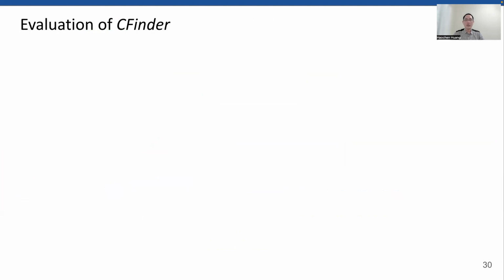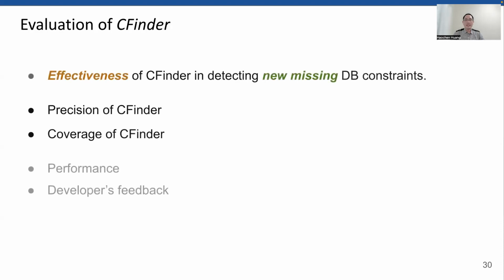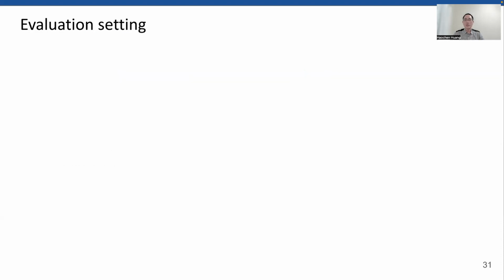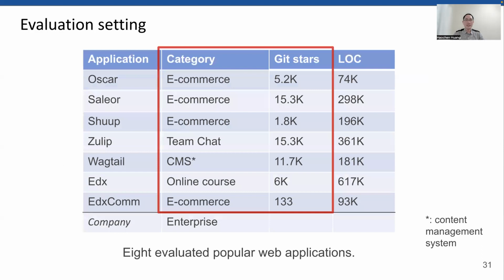Next, evaluation. We evaluate the effectiveness of CFinder based on how many new missing database constraints can be detected. We then evaluate the precision and coverage of detected constraints. Please check the paper for more evaluations on performance and developers' feedback. We evaluate the tool on 8 web applications, including 7 widely adopted open source web applications and 1 commercial company. They all have high requirements on data integrity and reliability.